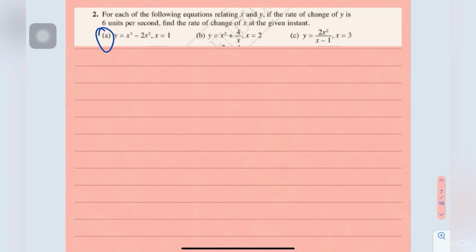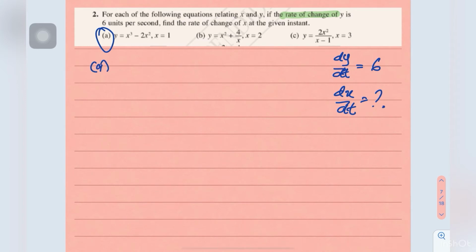Question number 2. For each of the following equations relating x and y, if the rate of change of y, dy/dt, equals 6 units per second, find the rate of change of x, that is, find dx/dt. Okay, so question A. Given y equals x cubed minus 2x squared and x equals 1, find dy/dx.